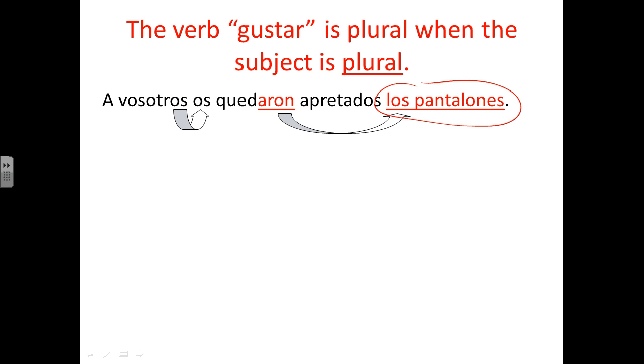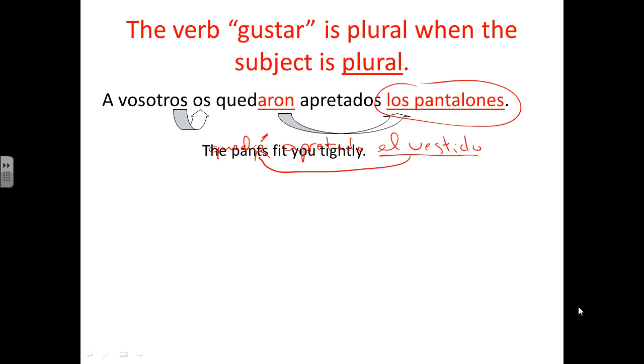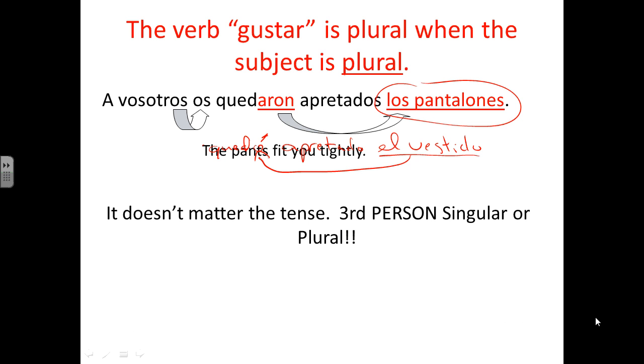So if what we were talking about was a skirt, a vosotros os quedó apretado. I'm sorry, the dress. Let's do the dress. El vestido. El vestido is singular, and then we would say quedó. Okay. The pants fit you tightly. It doesn't matter the tense. Third person singular or plural, you always use, no matter what tense you're using.